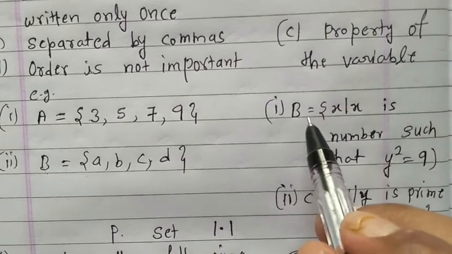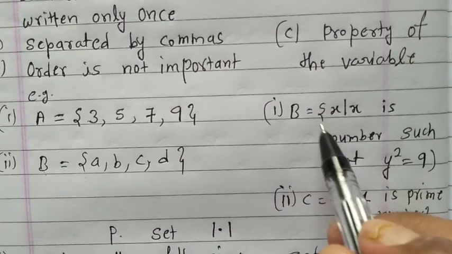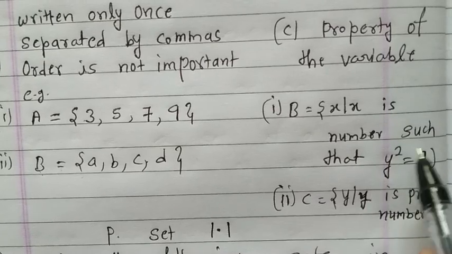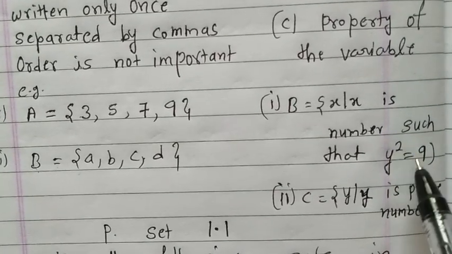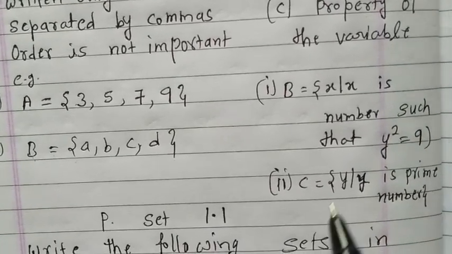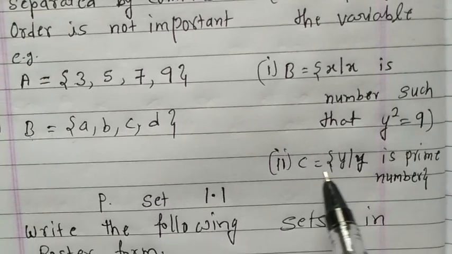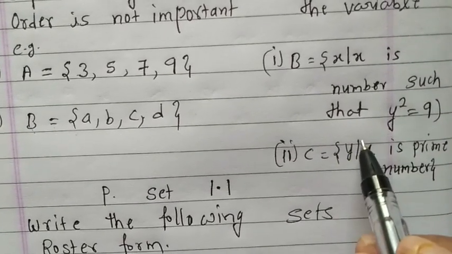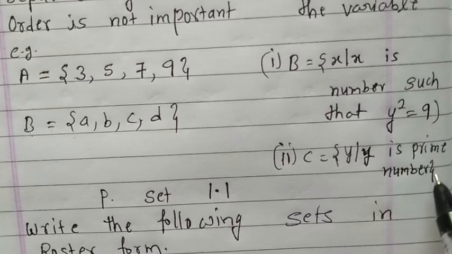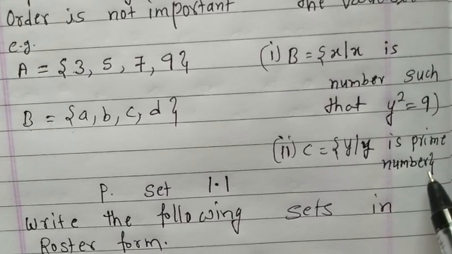Now first one, B is equal to curly bracket x such that x is a number such that x square is equal to 9. Second example, C is equal to curly bracket y such that y is a prime number, and then close the curly bracket.